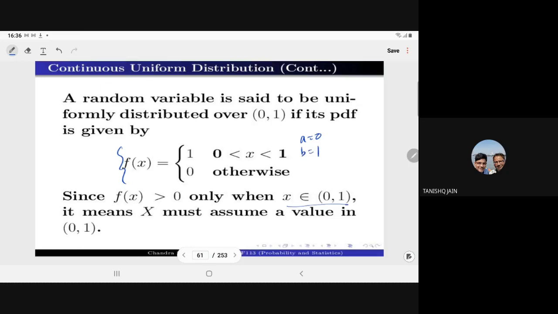The same thing you can repeat for this pdf. So here we have 1 upon b minus a, that is 1 upon 1 minus 0, that is 1. So that's why here we have written 1 for x from a to b, that is 0 to 1.